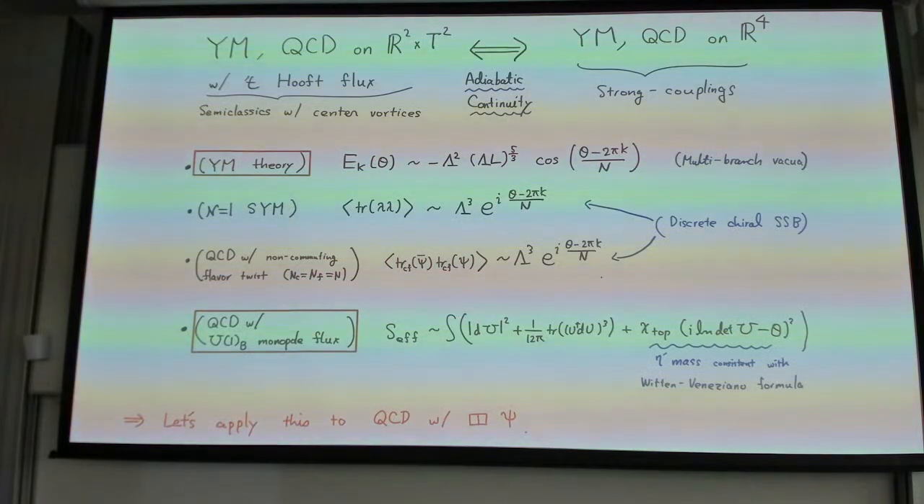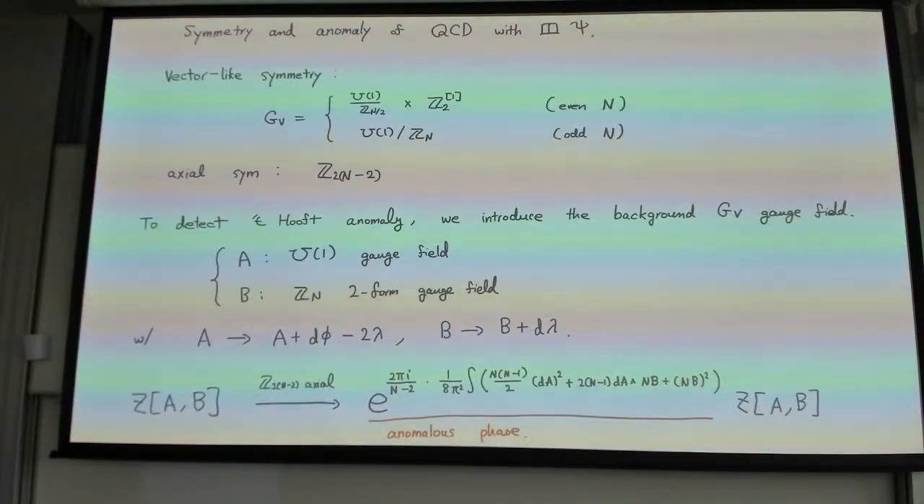And yeah, maybe I should skip this slide because of the time restriction. So because of the success of the semiclassical analysis of the Yang-Mills theory, let's extend this idea to QCD with two-index quarks.